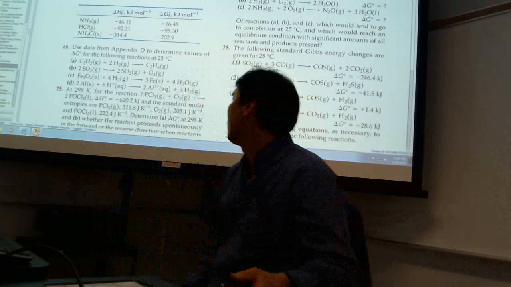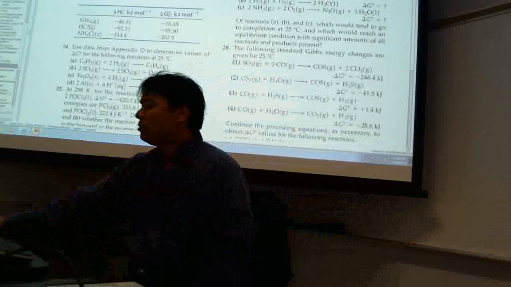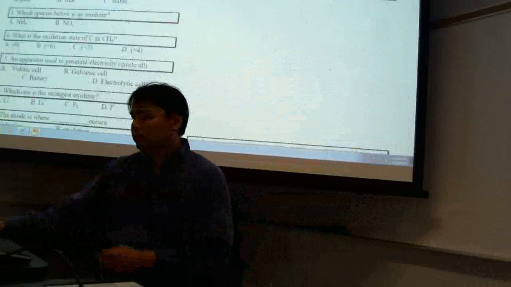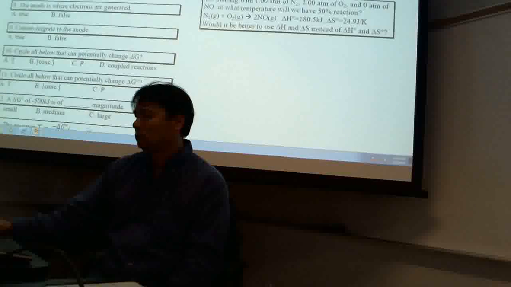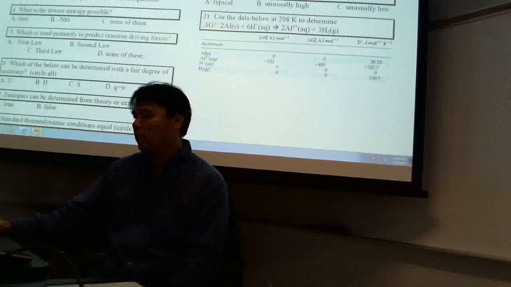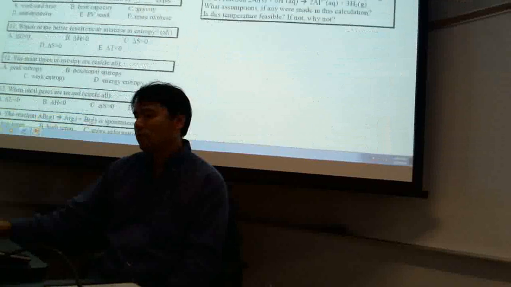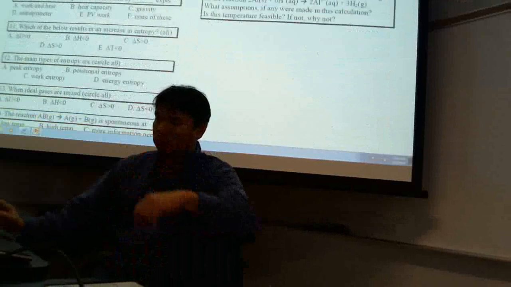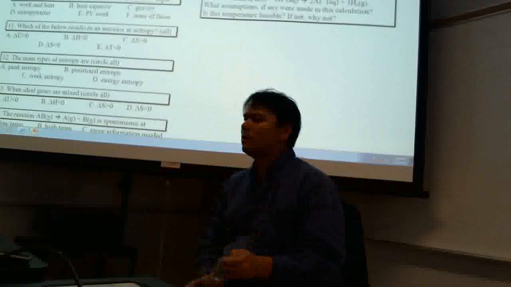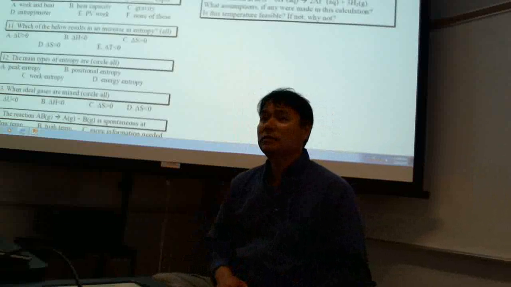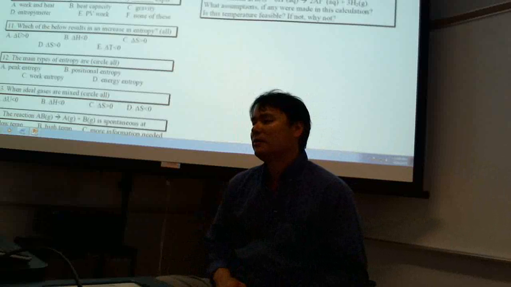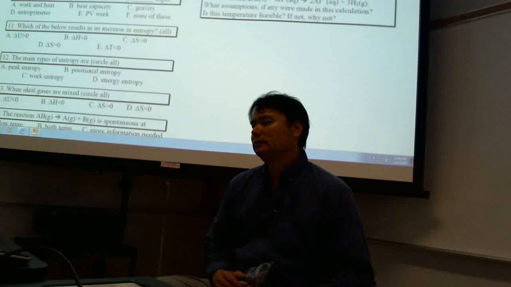Well, that's good. All right, any other questions? Number 10 of the other worksheet. Experimental entropies are determined by heat, right? Heat capacity. B. So just B.